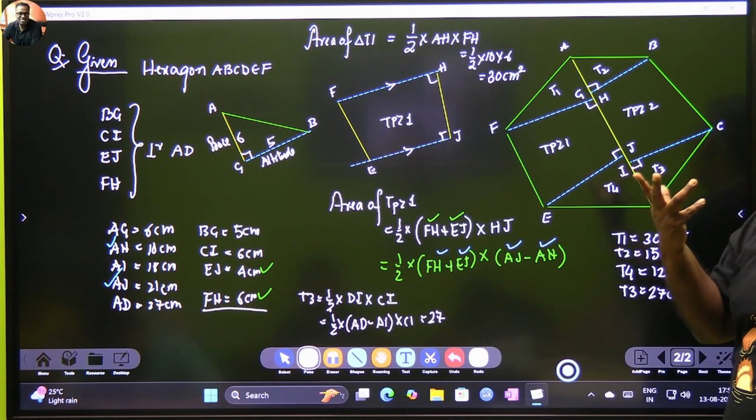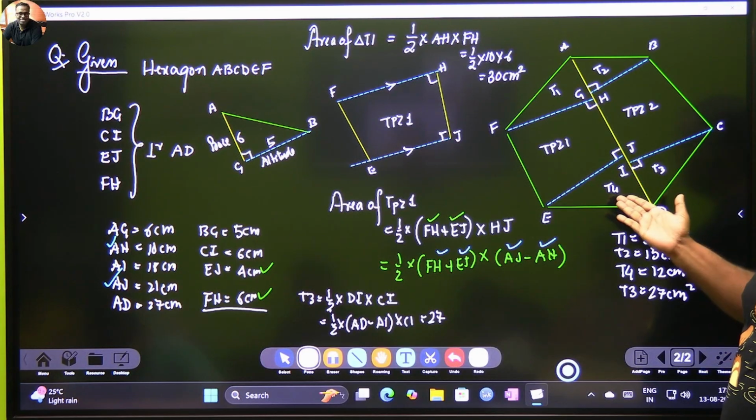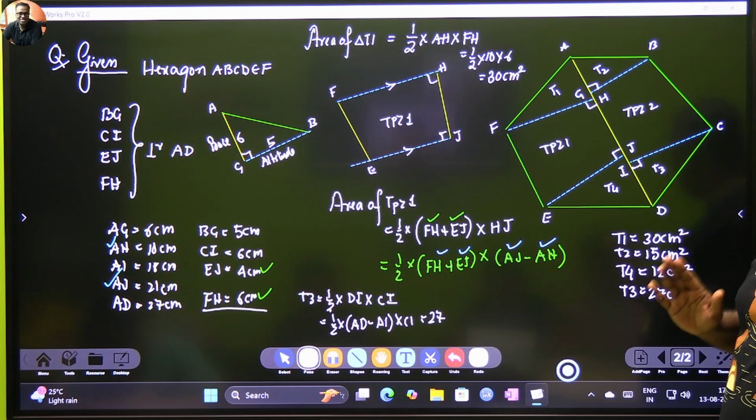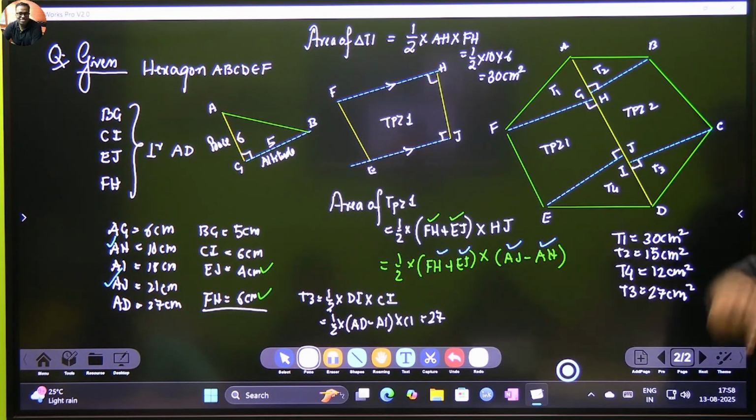If you still don't agree, what do I do? T4 we have done together. Do you still have doubt in T4? I'm not angry with you. I want you to get confident. Can you do the workout for T4 in your book itself? Just find the area of T4.